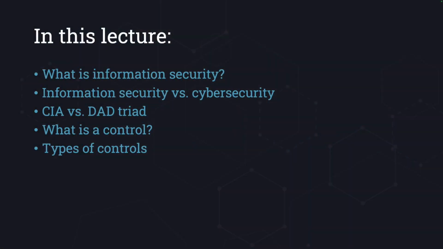In this lecture, we are going to discuss the CIA Triad, where CIA stands for Confidentiality, Integrity, and Availability. These are the pillars of information security. We will start by defining what information security is. We will do a quick compare and contrast with information security versus cybersecurity. We will then outline what the CIA Triad is and compare that with the DAD Triad. We will then define what a control is and conclude with types of controls.